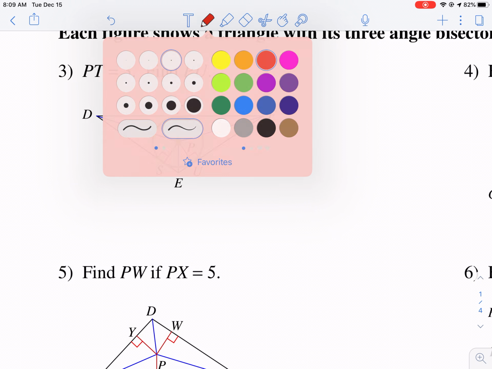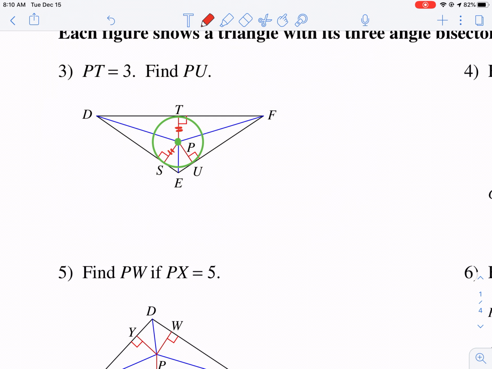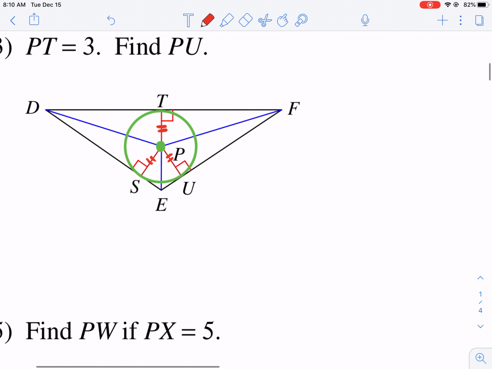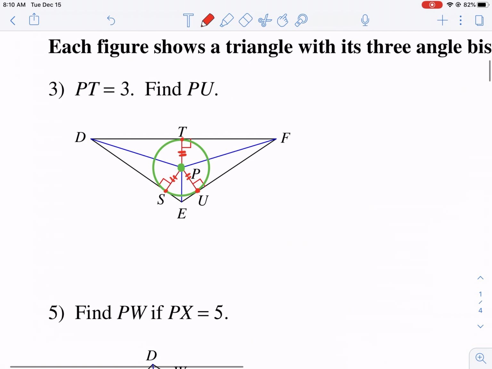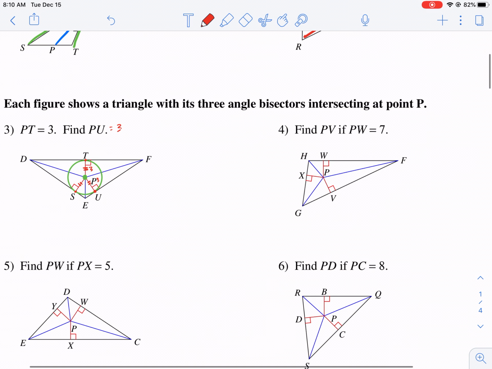And what's cool about it is these three segments that are attached from where the circle meets to where the angle bisectors meet, which is also the center of the circle, make these three lines radiuses. I think it's called radii. They might be interchangeable actually. Okay, so then we have PT. We are told that it's 3, so PU is also going to be 3 because it's the same radius. It's the same length, okay?